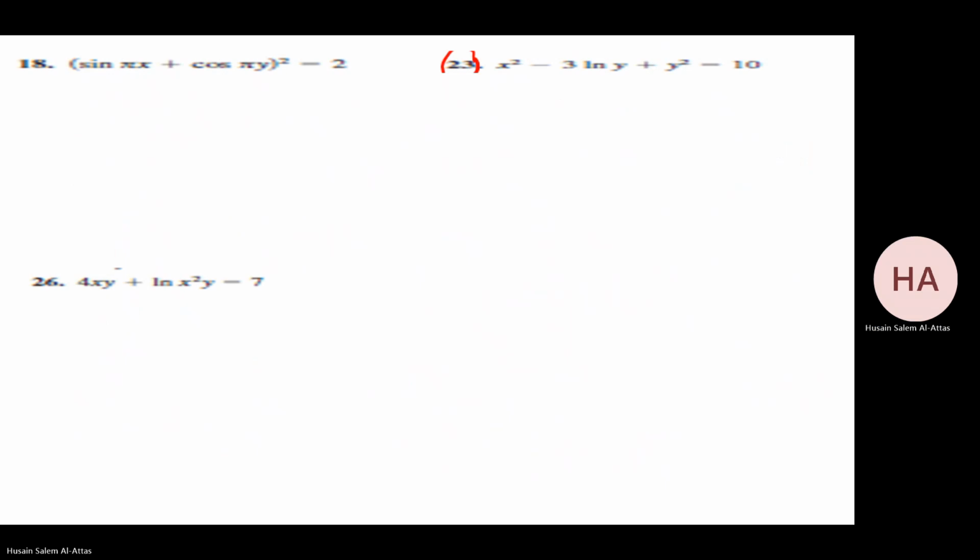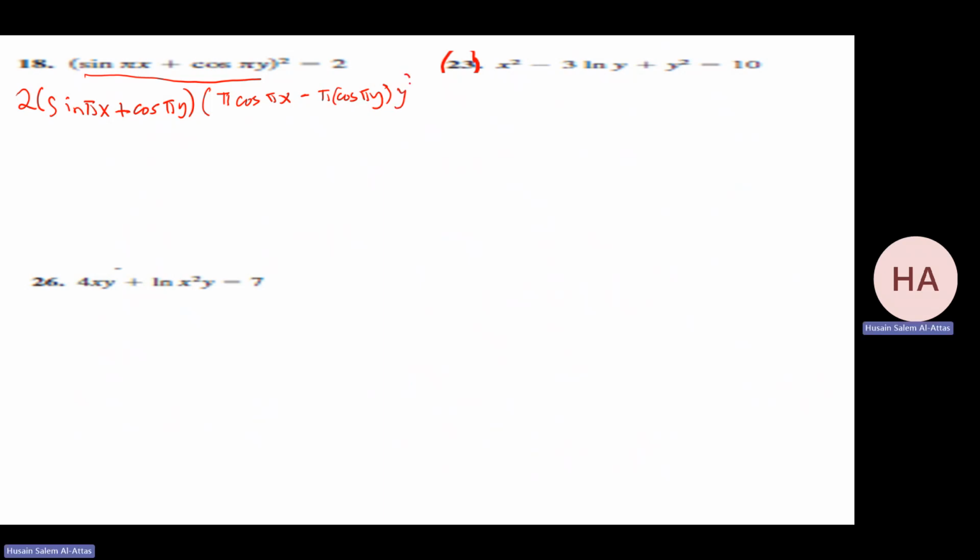Okay. More problems. Here I have, differentiate with respect to x, 2 sine pi x plus cosine pi y. Derivative of this, which is pi cosine pi x, minus pi cosine pi y times y prime. All of this equals 0.